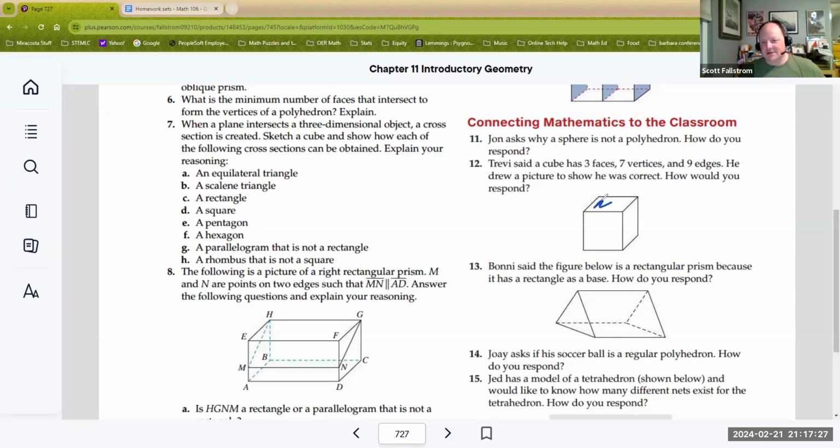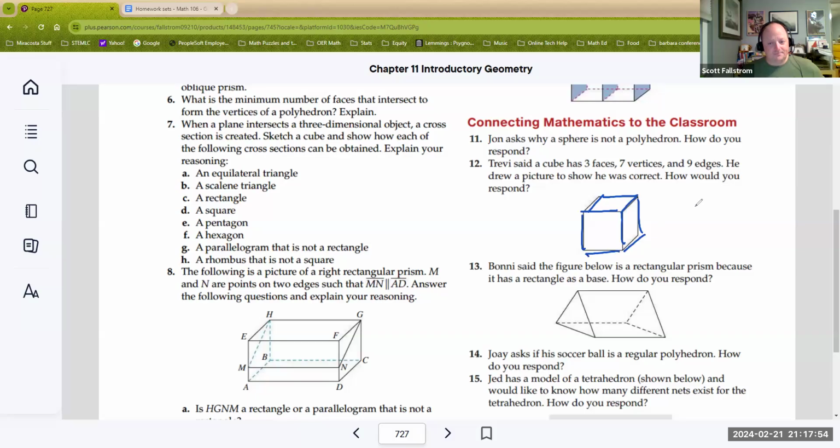3 faces. Well, let's see here. There's 1, there's 2, there's 3. Okay, I could see that from the picture that's here. Then it says 7 vertices. Let's check. So 1, 2, 3, 4, 5, 6, and 7. Perfect. Okay, I see 7 vertices and 9 edges, right? 1, 2, 3, 4 on top, 5, 6, 7, 8, 9.